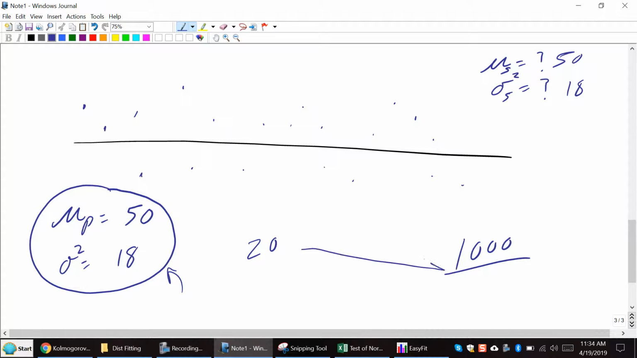But the closer the sample gets to the population, do you see how it converges? So if I go in and then take the mean and variance of all 1,000, it's going to be the mean and variance of all 1,000 because I have reached the whole population. Does that make sense? All right.